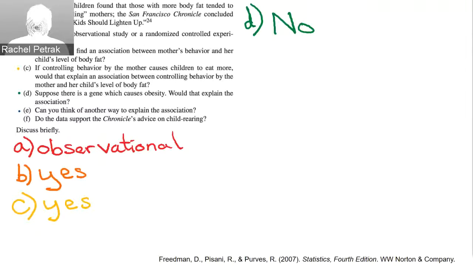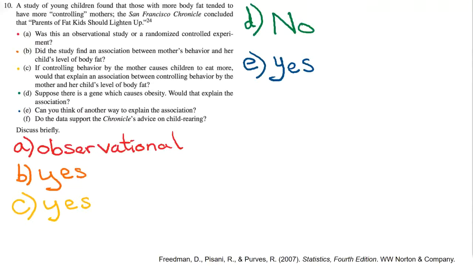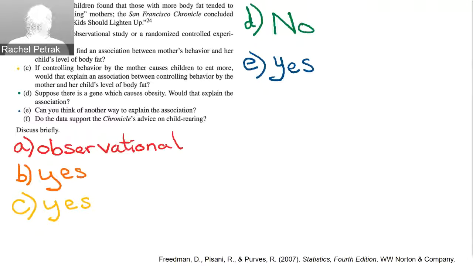In item E, we're asked, can you think of another way to explain the association? And the simplest other way to explain this association is to remember, well, yes, I can think of another way to explain it. And that other way is that perhaps when a child has more body fat, the mother is more worried about her child's diet and gets more controlling about the weight, what her child eats, etc.